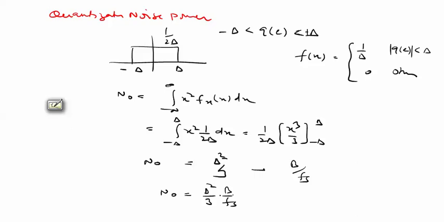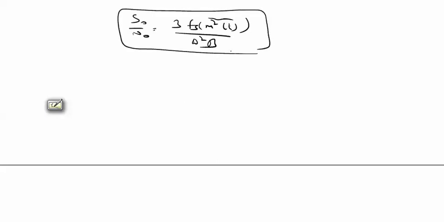From here we can calculate the signal to noise ratio. The signal to noise ratio is 3fs m square upon del square b. The final SNR is 3fs m square over del square b.